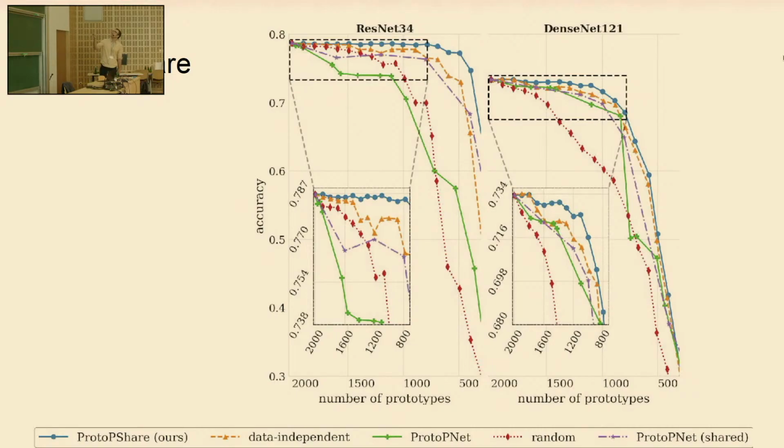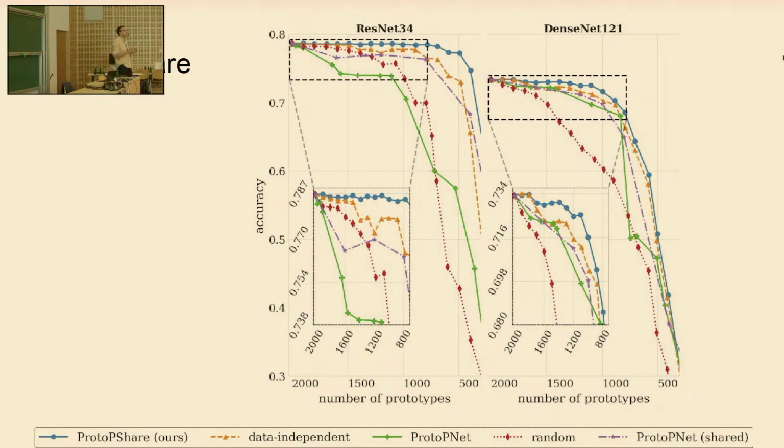But if we take the ProtoPNet and we just merge the prototypes so they are shared between classes, we obtain this blue curve here. So we can remove many more prototypes and still obtain very high results, right?